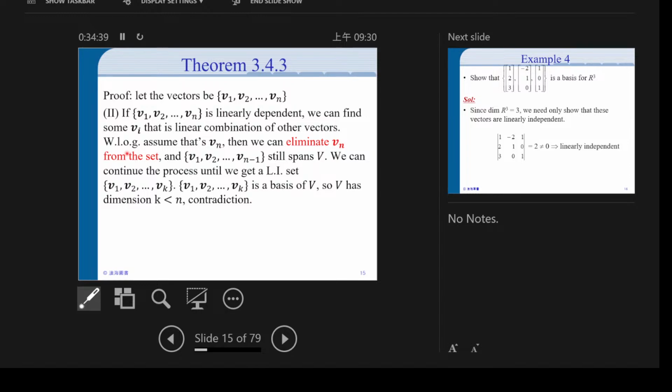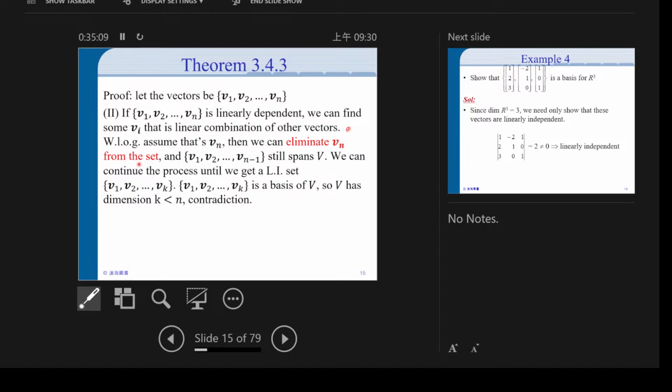Okay. So if you are linearly dependent, we can find one of them as a linear combination of the others. Assume that's Vn, then we can get rid of Vn from the set, and we will still span V. So this is something we show.